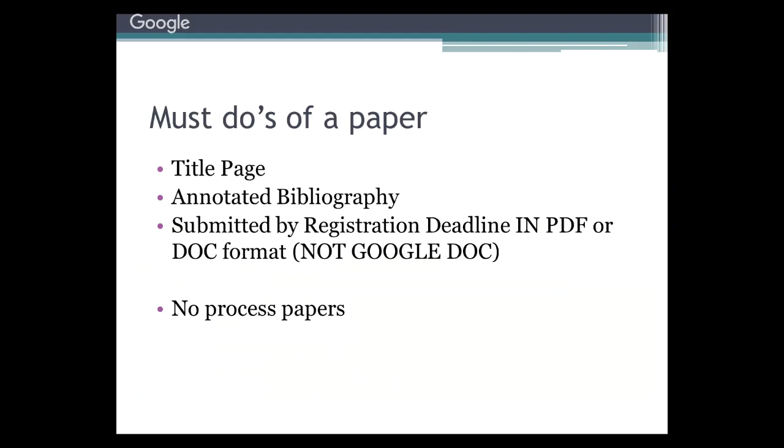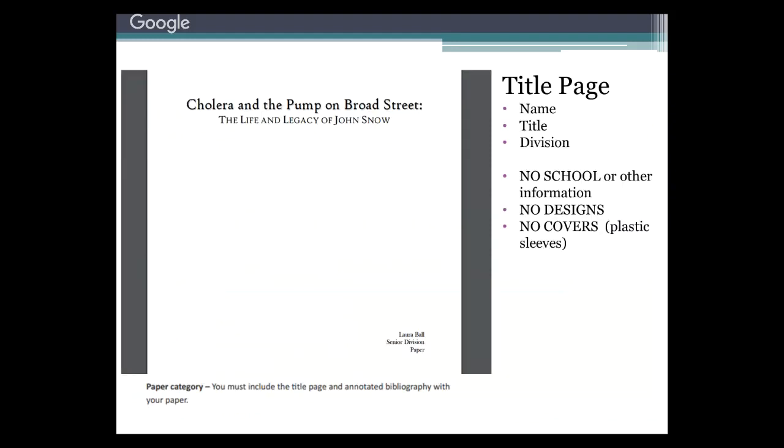Luckily, there is no process paper, which I know is a favorite of students. So the title page, like we talked about, here's an example from a national winner from Wisconsin, Laura Balls, if you met her last year. It's just the name, title, division, so if you're a junior or senior. And importantly, it does not say your school. It doesn't have a design, it doesn't have any cover, it doesn't have extra information that isn't your name, your title, and division. So just make it really simple. Don't feel like you need to make it fancy at all. It actually is easier just to make it simple.